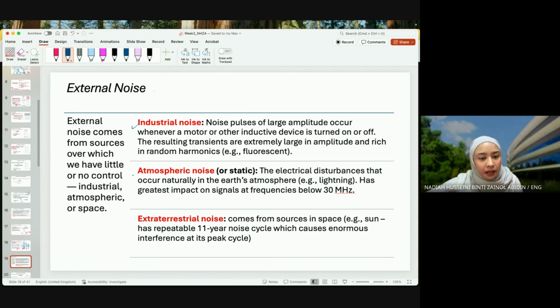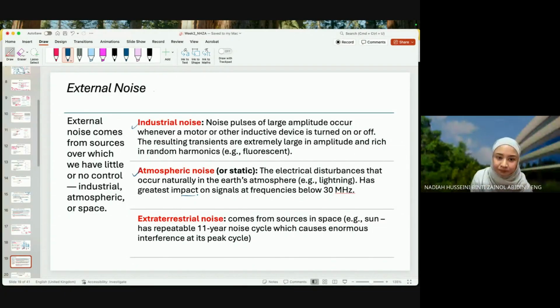And then we have atmospheric noise, or static. The electrical disturbances that occur naturally in the Earth's atmosphere, for example, lightning, have the greatest impact on signals at frequencies below 30 megahertz. So if you have lightning occurring and your signal is operating below 30 megahertz, it's going to be impacted.